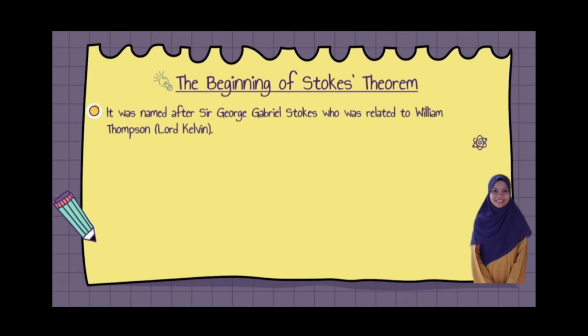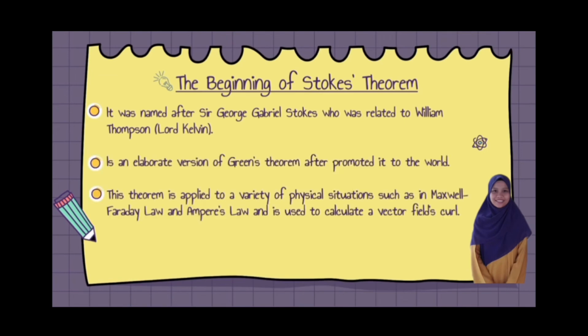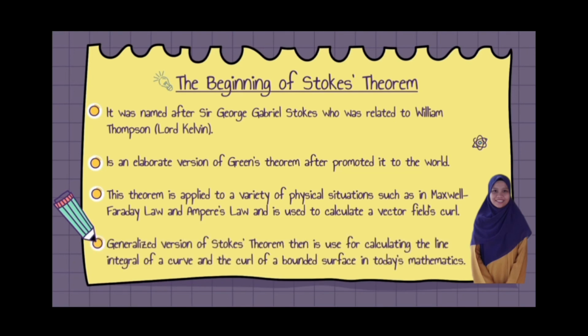William Thomson, that is, Lord Kelvin, and Sir George Gabriel Stokes worked together and discovered a theorem. It was later named after Sir George Gabriel Stokes, that is, Stokes' theorem. This theorem is applied to physical situations and laws, such as the Maxwell-Faraday law and Ampere's law, and it is also used to calculate a vector field's curl. Later, Stokes' theorem and its generalized form became essential for calculating the line integral of a curve and the curl of a bounded surface.